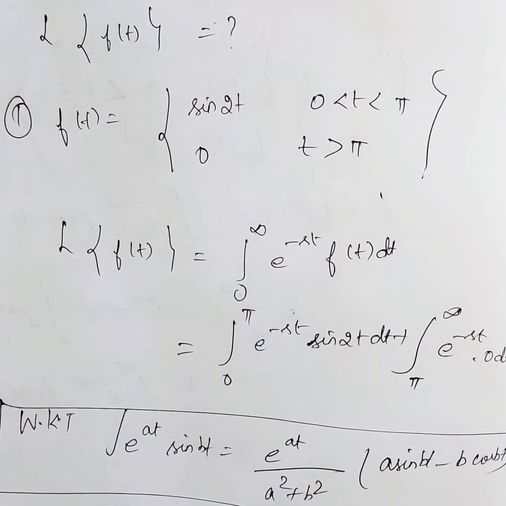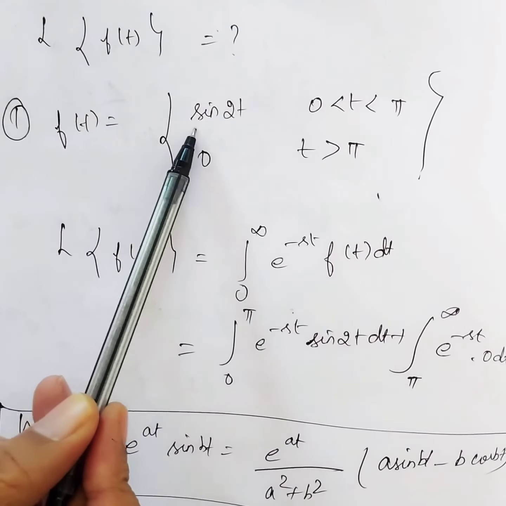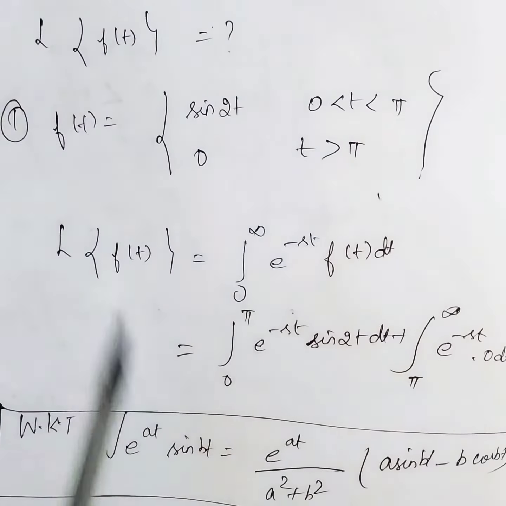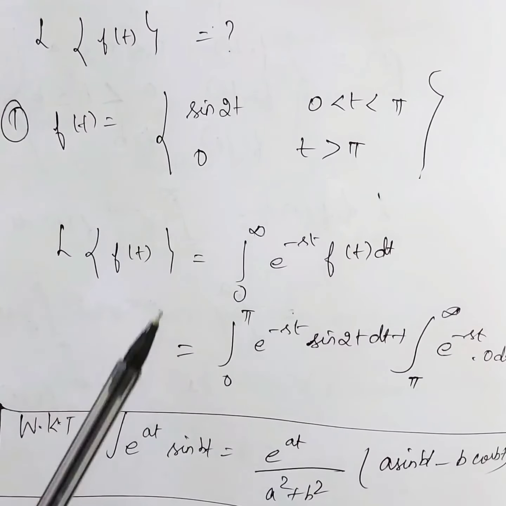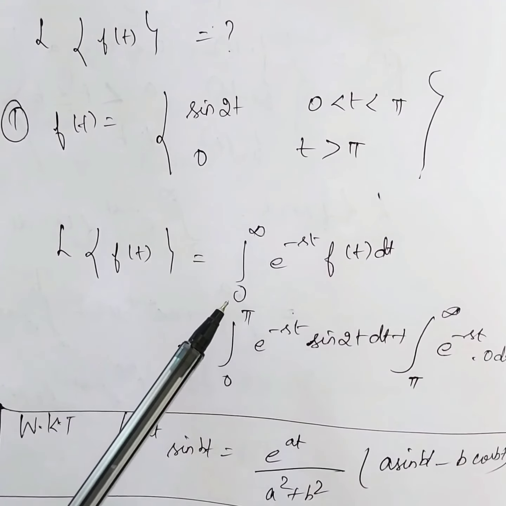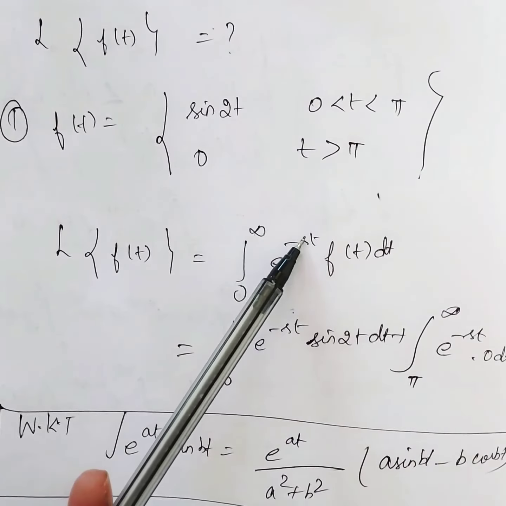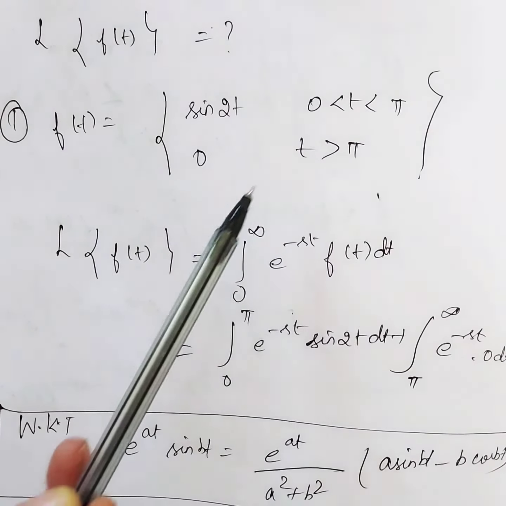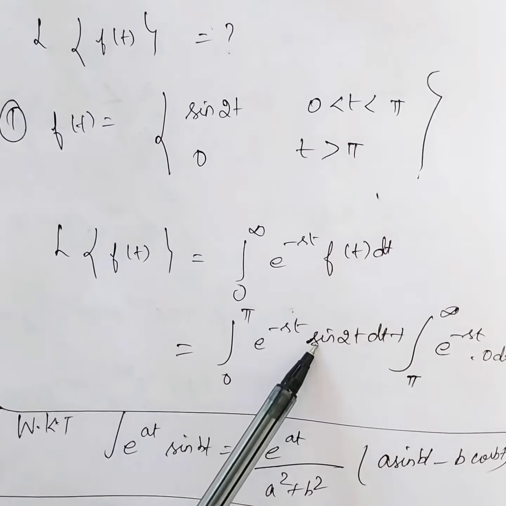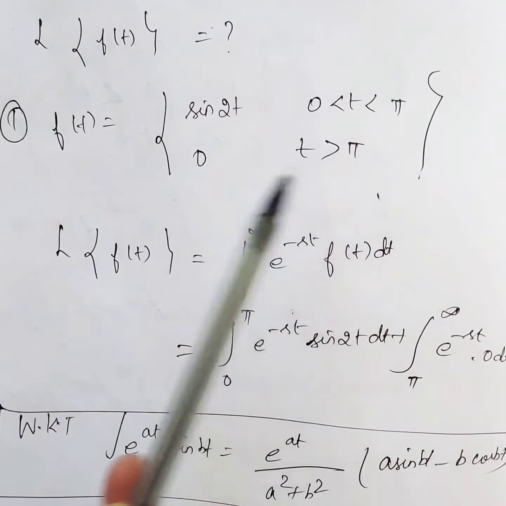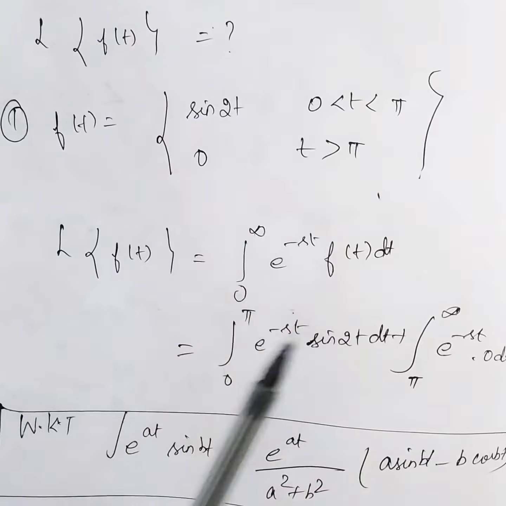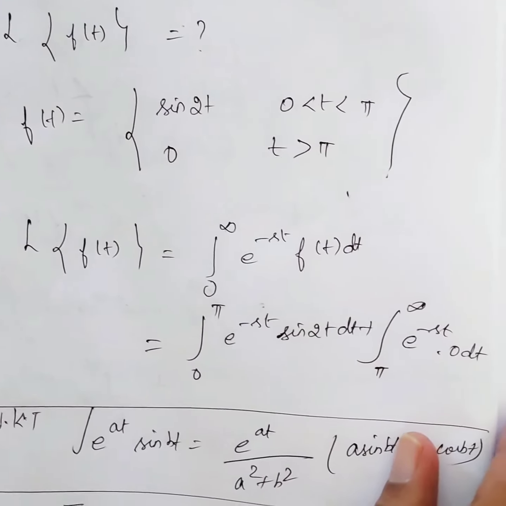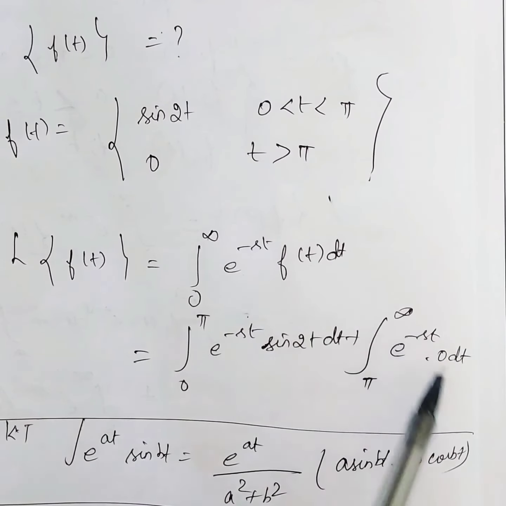Find the Laplace transform for the function f of t equal to sine 2t in the interval 0 to pi and 0 for t greater than pi. So this is a discontinuous interval. This is the general formula, 0 to infinity e power minus st f of t dt. So e power minus st, from 0 to pi my function is sine 2t, and from pi to infinity my function is 0 here. So e power minus st sine 2t from 0 to pi, and from pi to infinity e power minus st 0 dt.